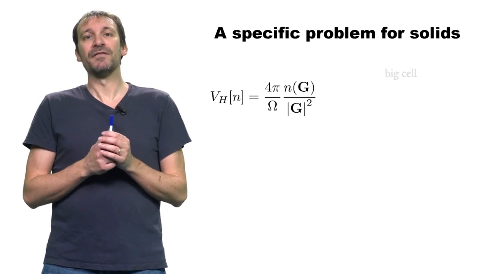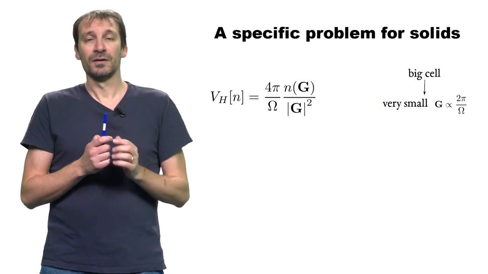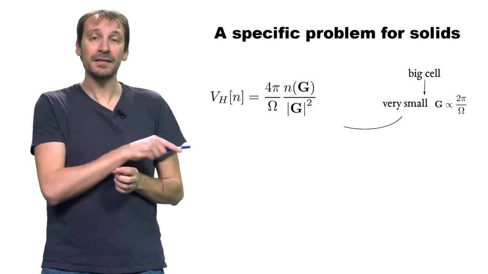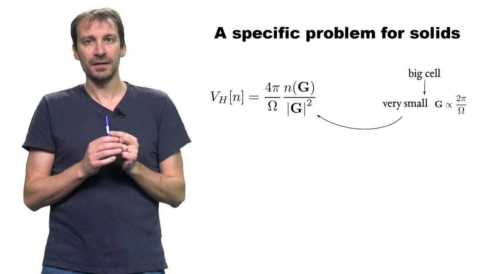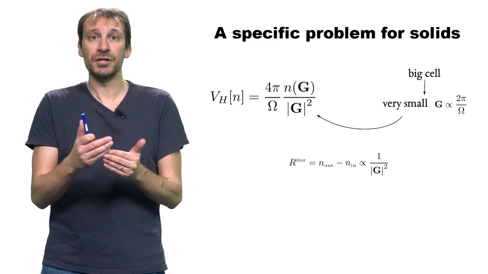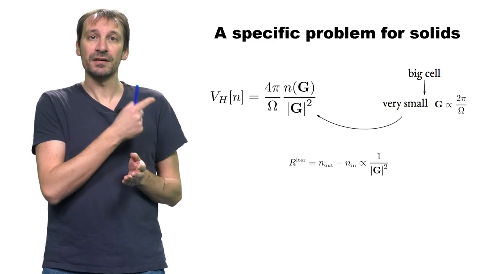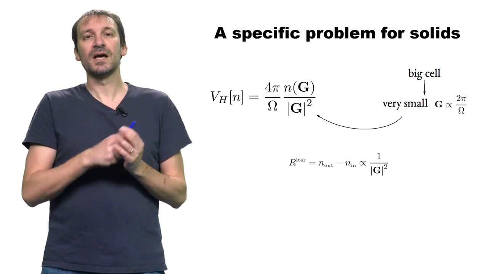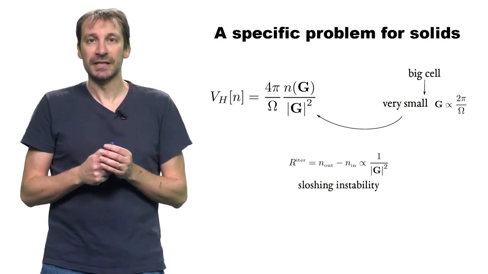Now, if we have a big primitive cell, the smallest G vectors will be small. So the potential contains a very small term, G squared, at the denominator. This implies that even a small change in the density will produce a very different Hartree potential. And the iterative procedure will have a lot of difficulties in converging, exactly because of this intrinsic divergency, which is proportional to 1 over G squared. These wild fluctuations, because of this divergence, are sometimes called sloshing instabilities.